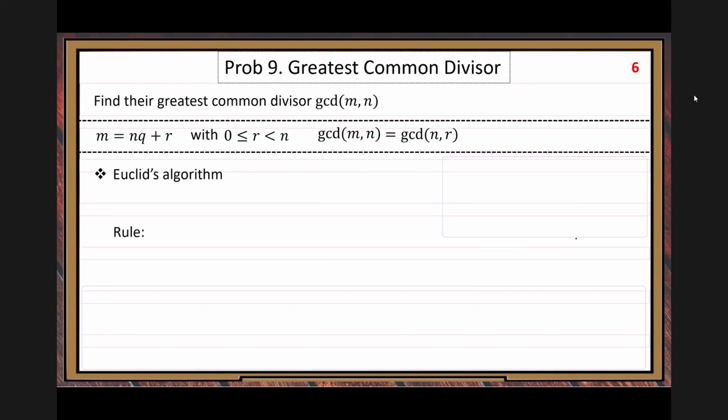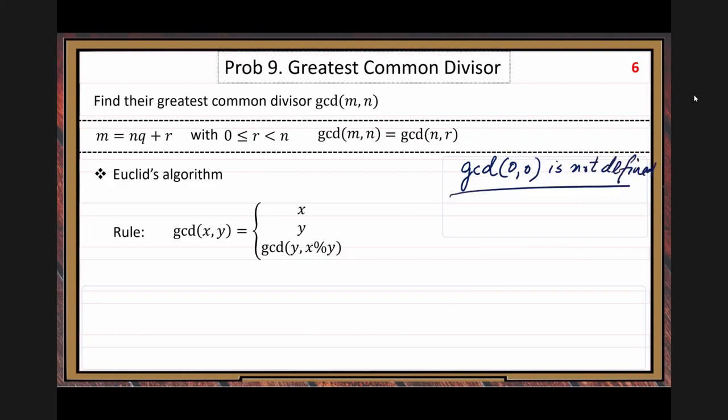The rule is very simple. GCD of X and Y, two integers. Here, X and Y cannot both be zero. If X and Y are both zero, the GCD is not defined. You cannot define any number as the GCD of 0 and 0. No specific number can be used here, so there is no definition, and you do not allow it.